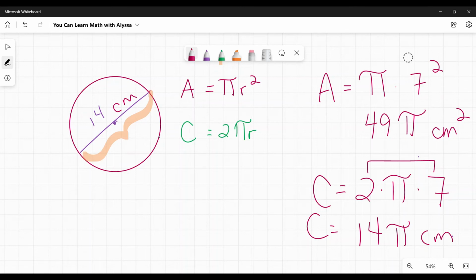And there you go. That is area and circumference of a circle and all the little tricks and twists they like to throw your way in those kinds of problems.